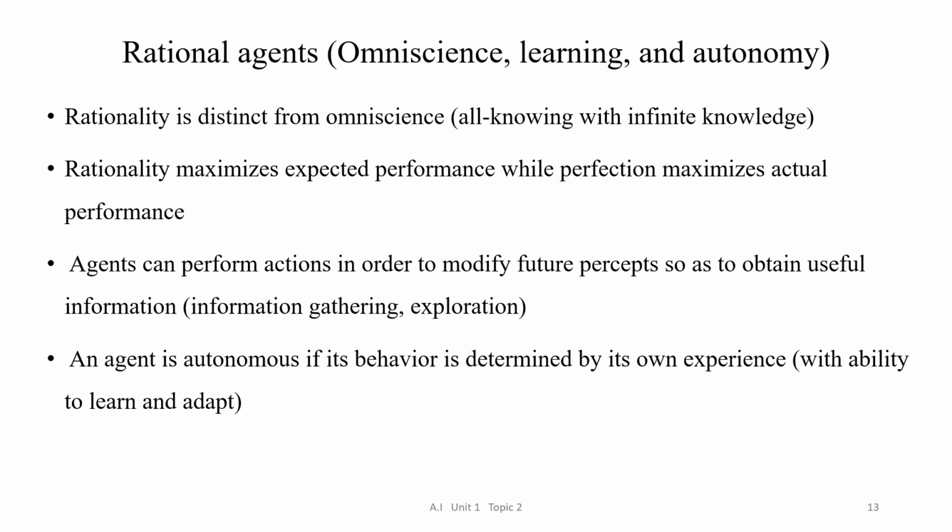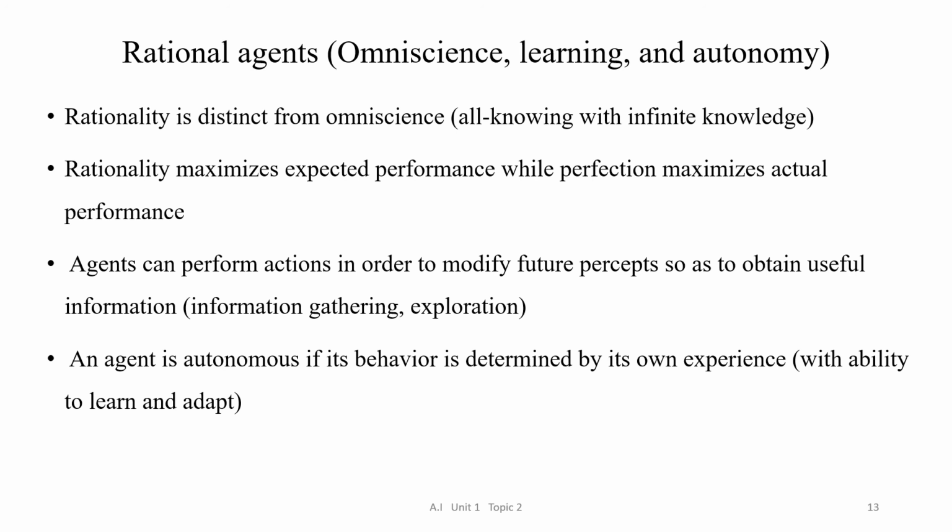Rational agents. A rational agent is distinct from omniscience. Omniscience means the agent knows all about the environment, that is, it has infinite knowledge about the environment. But a rational agent doesn't necessarily have omniscience. A rational agent maximizes expected performance, while perfection maximizes actual performance.